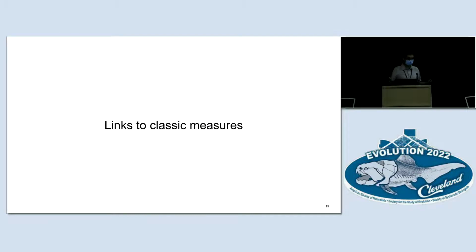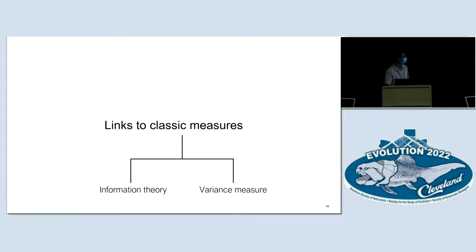Okay, so far I've talked about how our measures are different from others. However, we want to highlight that our measure, despite behaving qualitatively differently from others, has a strong link to classic measures. In other words, we're really building on the shoulders of those giants. The classical measures of biodiversity can be classified into two broad schools of thought. One is based on information theory, another is based on the variance measure. Due to time limitations, I'm only going to talk about how it's related to the variance measure.